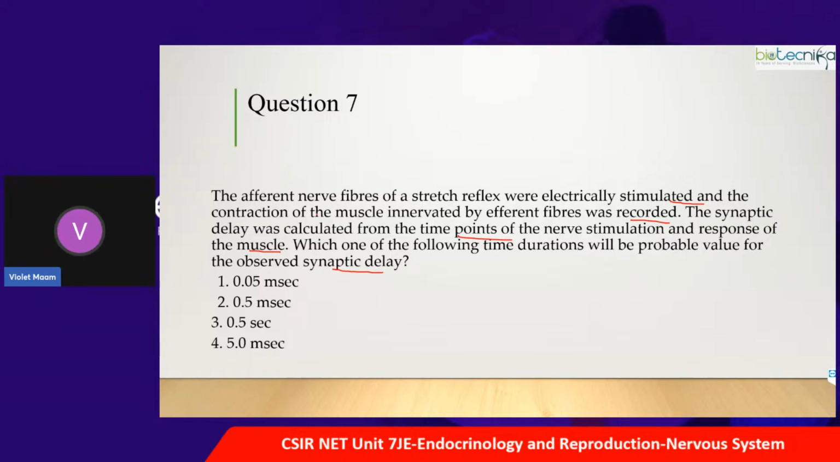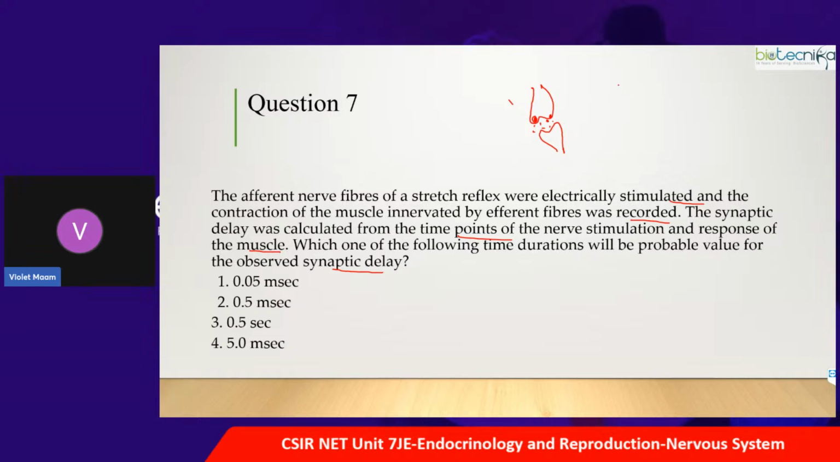What do you understand by synaptic delay? What is synaptic delay? Any idea? Nobody knows? Okay.